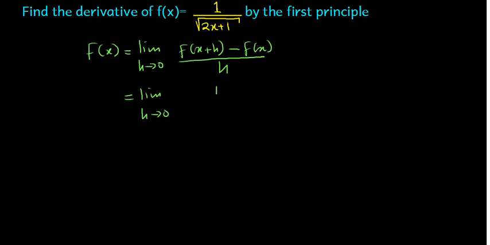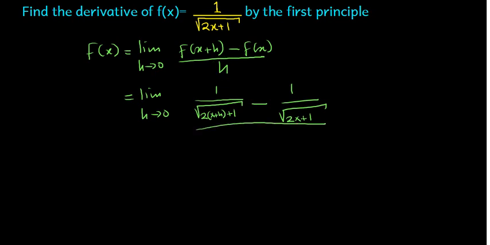So that is 1 over the square root of 2, but where there is x, put x + h, and then plus 1. And then minus, now you just get the function itself, minus f(x), that is 1 divided by the square root of 2x + 1. Remember, everything is supposed to be divided by h, so over h.